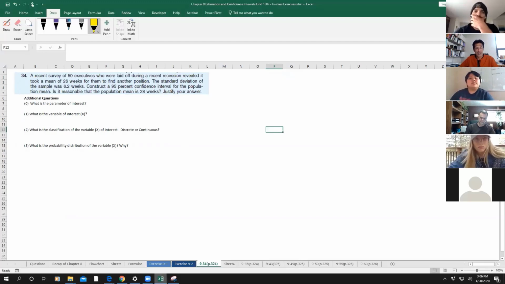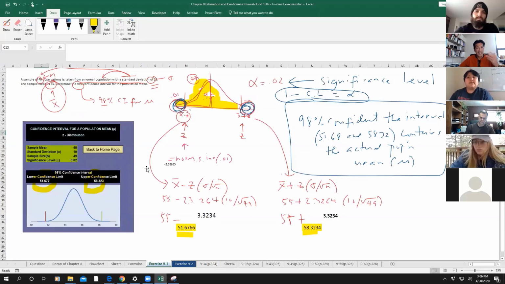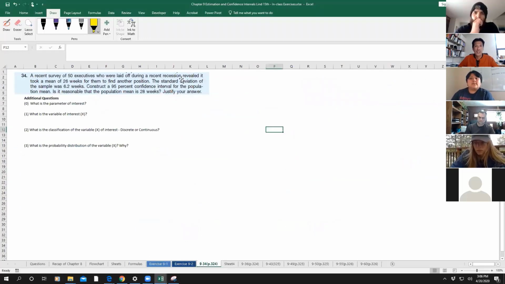All right, so compared to the previous two problems, where we simply computed the confidence intervals, in this problem we are to make sense of the interval that we compute, and that is, we will answer the question whether it is reasonable that the population mean is 28 weeks. We will justify our answer why we say it is or it is not.